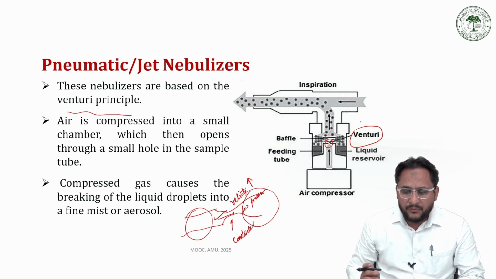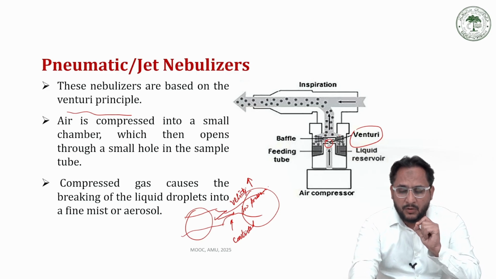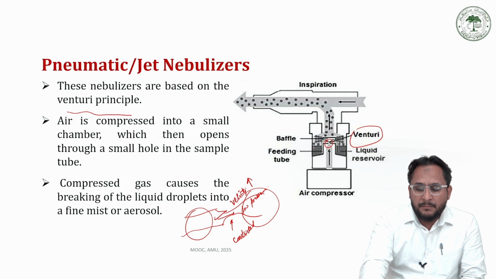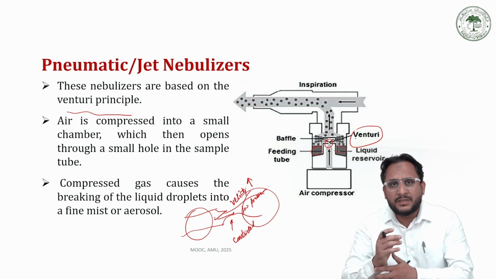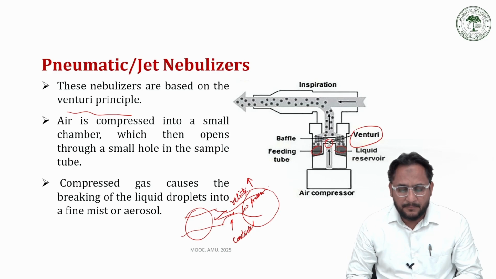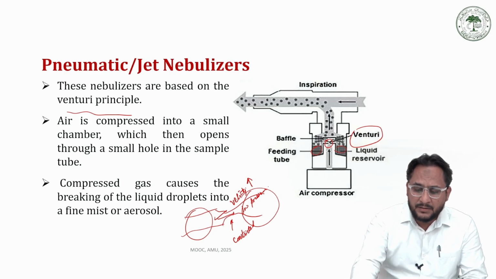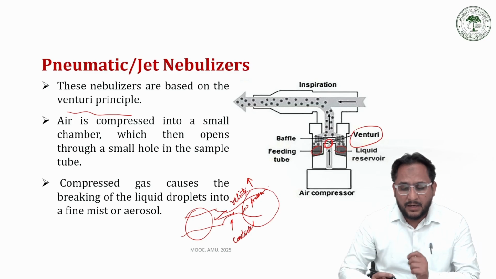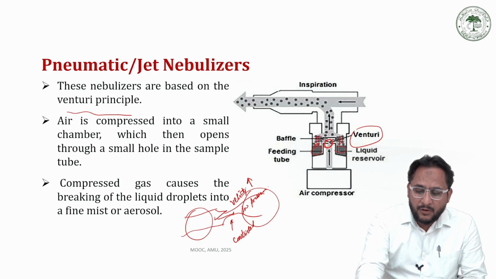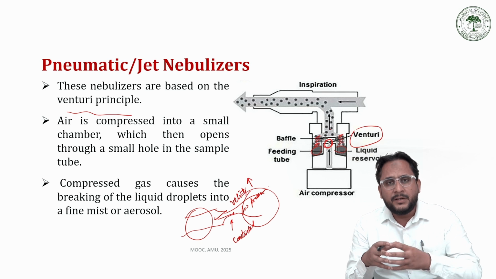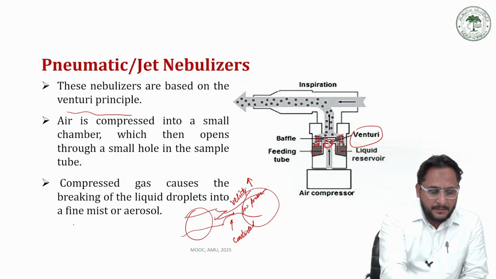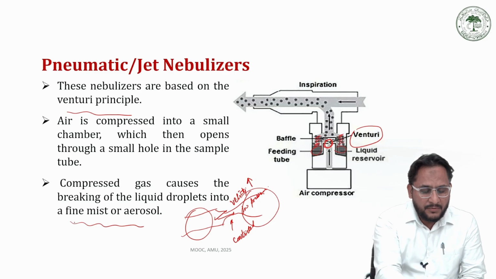When a large volume of air is compressed through this very small orifice or small hole, it immediately expands with very high force, and then it mixes with the liquid reservoir, the sample placed over here, and converts the sample into small droplets evenly distributed in the air, forming a very uniform aerosol. A very fine mist or aerosol is formed.